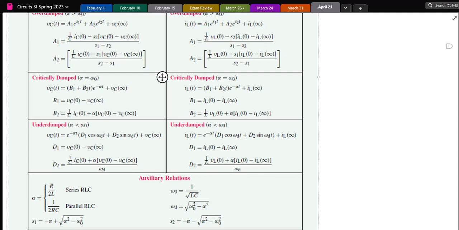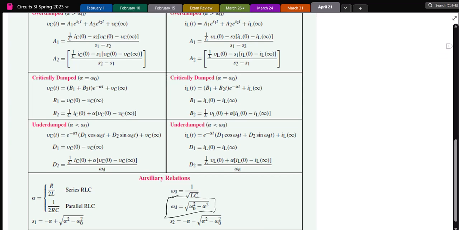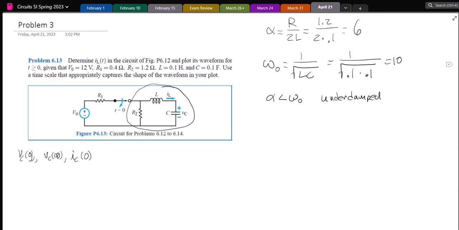We also have this parameter here, omega d, and you can see that down here in the auxiliary relations. Omega d is the square root of omega naught squared minus alpha squared. So we'll need that.